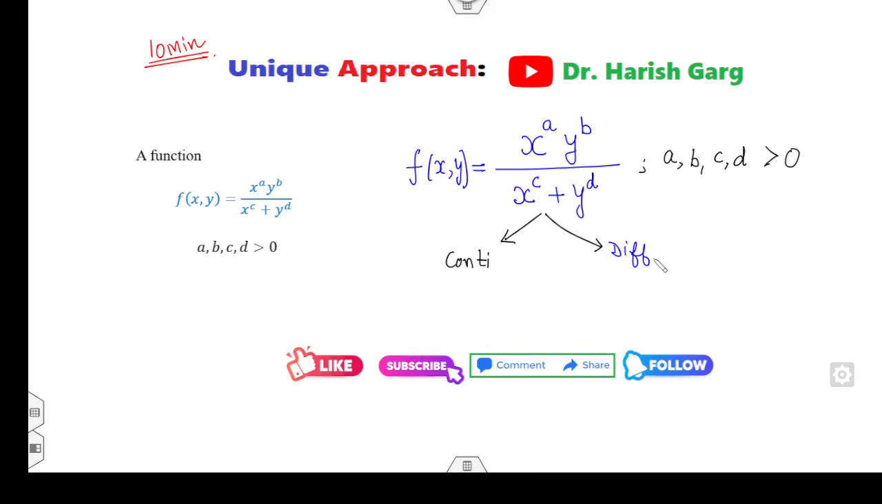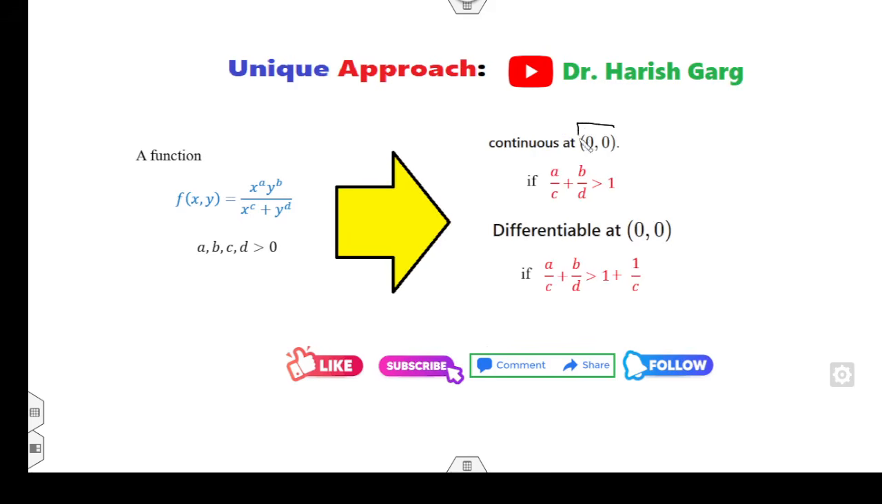Always remember my shortcut tricks. Whenever a over c, that is, take both the x ones, plus b over d, the y ones, is greater than 1, then you can say the function is continuous. On the other hand, if this ratio a over c plus b over d is greater than 1 plus 1 over c, then you can say the function is differentiable. That continuity and differentiability hold at the point (0,0) only.